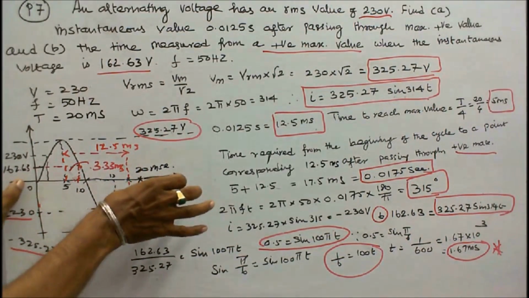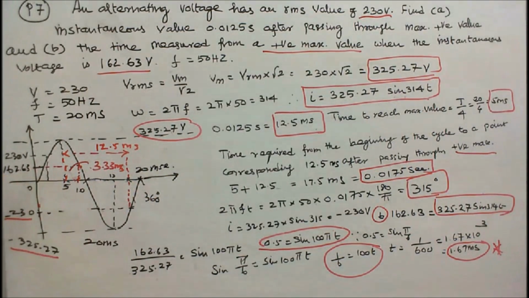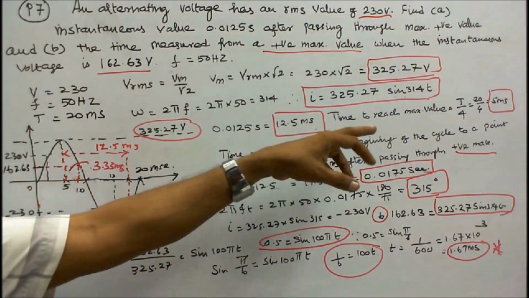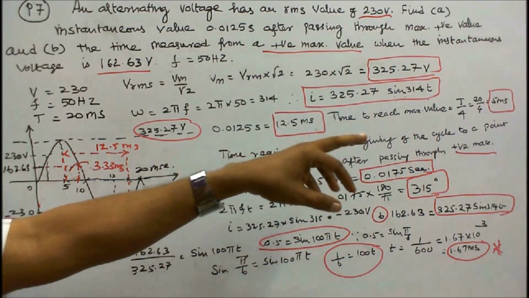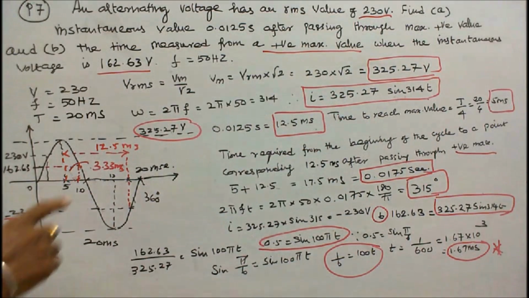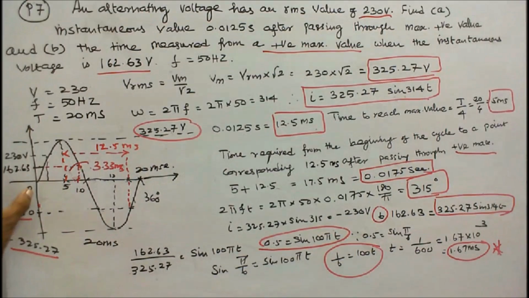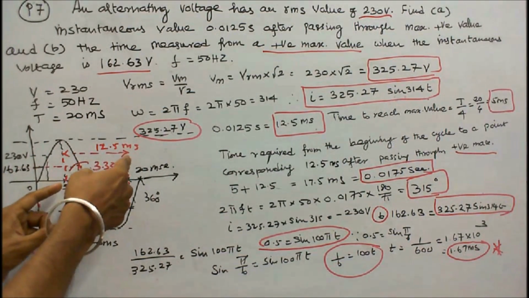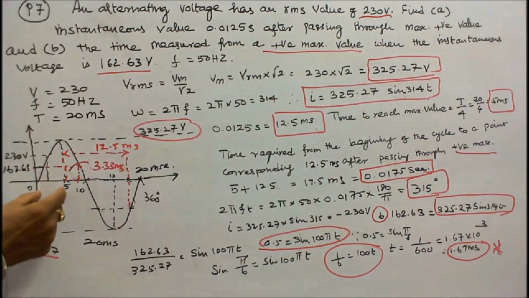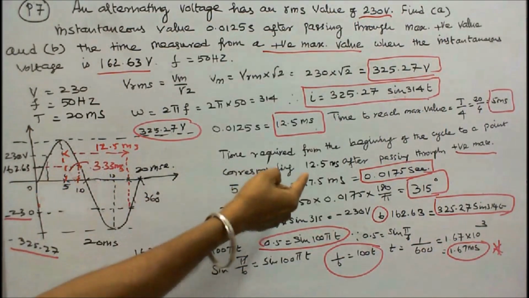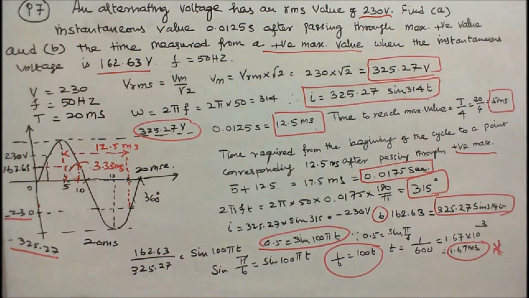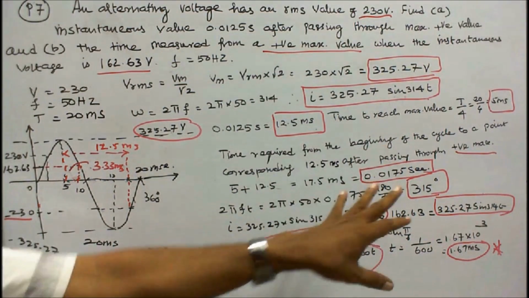This is 20 milliseconds. The half cycle is 10 milliseconds. So the time to reach maximum value is equal to T by 4, that is equal to 20 by 4, which is 5 milliseconds. To reach 325.27 volts is equal to 5 milliseconds. The time required from the beginning of the cycle to a point corresponding to 12.5 milliseconds after passing through positive maximum is equal to 5 plus 12.5, that is equal to 17.5 milliseconds. That is equal to 0.0175 seconds.